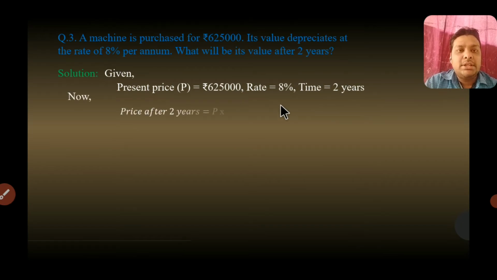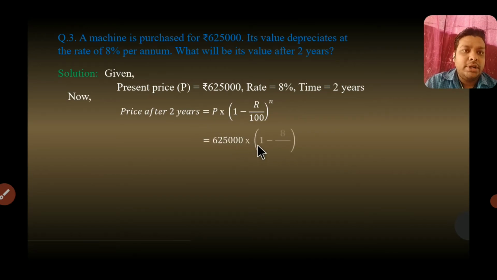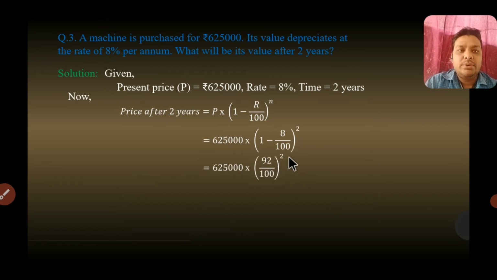Now we will apply the same formula but with the negative sign. So price after 2 years will be what? Let's see. Now 6,25,000 into (1 minus 8 by 100) to the power 2. So 100 minus 8, it will be what? It will be 92 by 100 to the power 2. Then we will write 92 by 100 two times.